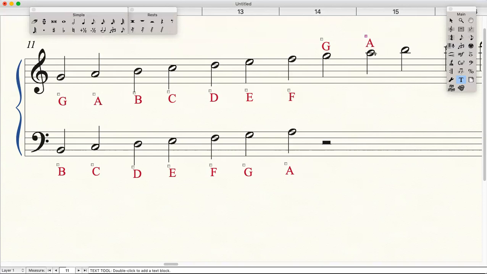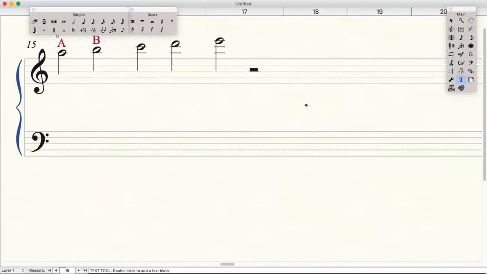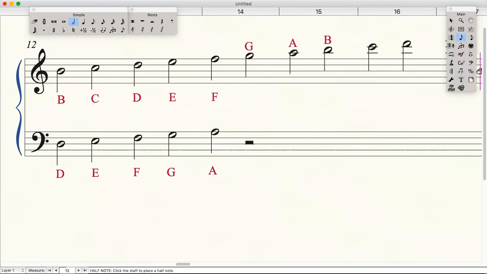Line, space, B. And the alphabet would continue, C, D, and so on and so forth. The same thing happens if we go lower. So let's put some notes here. Well, let me do the bass clef first. How about that? So bass clef, same way as we walk up, line, space, line, space, line.